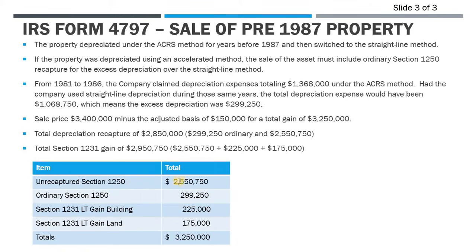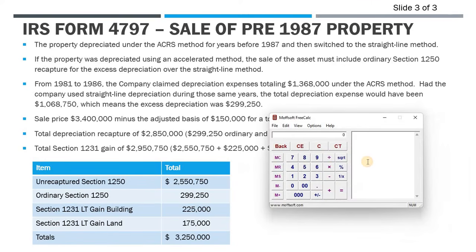So if you take the 2.5 million and then the 299,250, I'll do that really quick just so you can see where we're coming up with these. So we have 2,550,750 plus 299,250. There's the 2.85 million. That's the total depreciation that was taken that is being recaptured now. And so of the 2.85, the portion that's ordinary is this 299,250, and then whatever's left over, that's the unrecaptured 1250 gain.